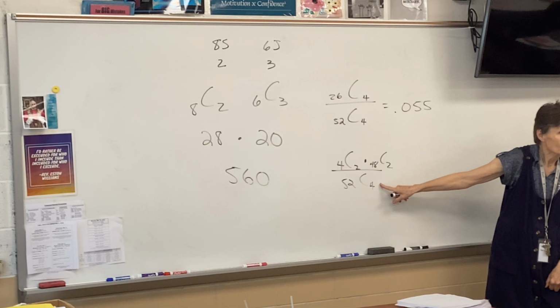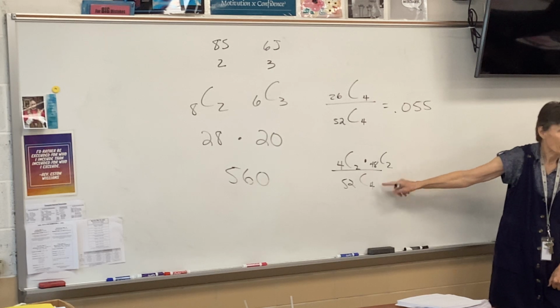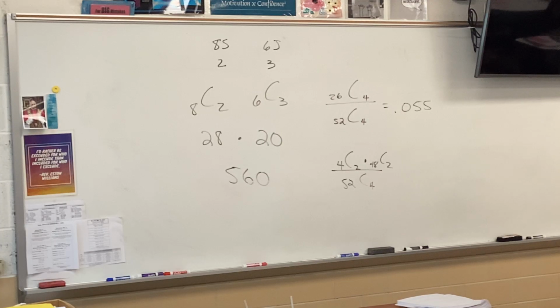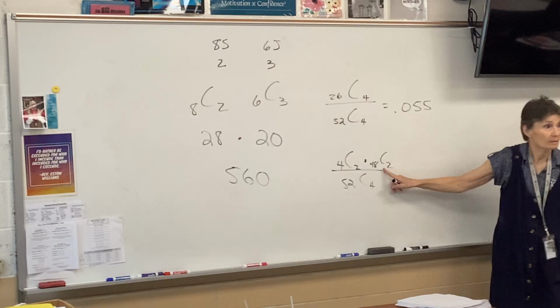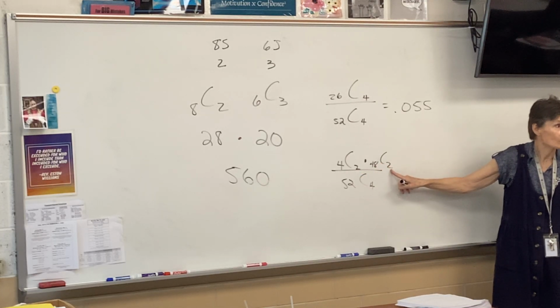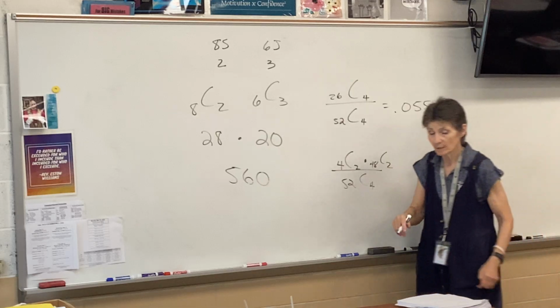Oh, I see. Yes. Gotta have 4 cards. If 2 of them are queens, and you have to have exactly 2 queens, then the other 2 can't be queens, and they come out of 48. And they're multiplied together. That's a multiplication, because I need 2 queens and 2 other cards. All right, so let's type that one in.